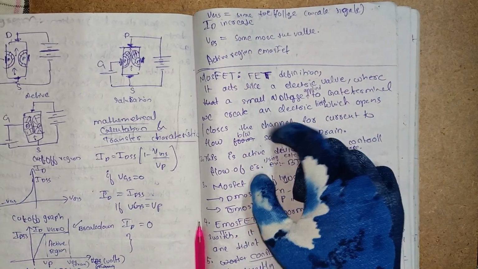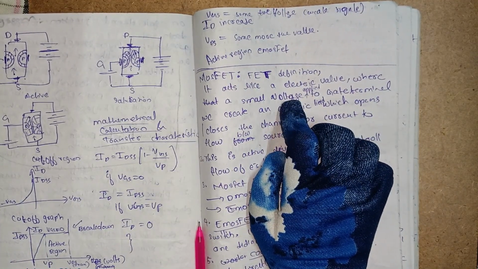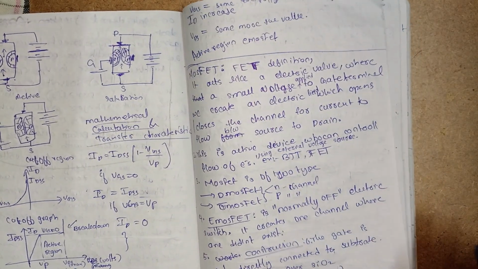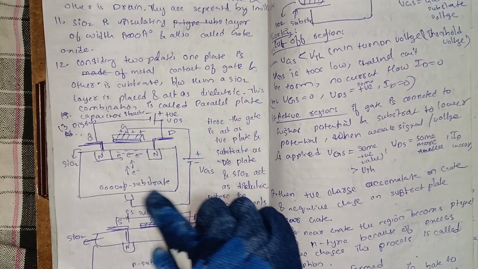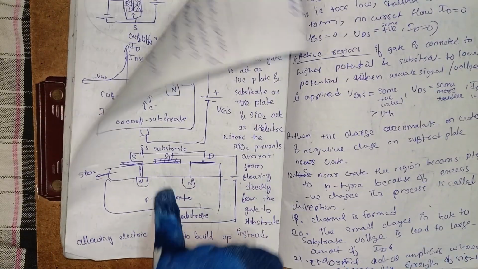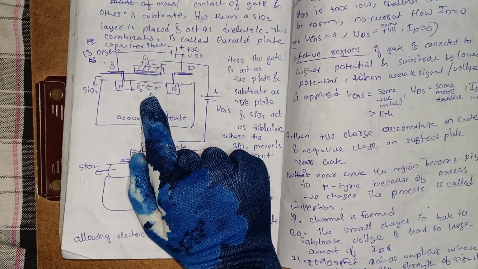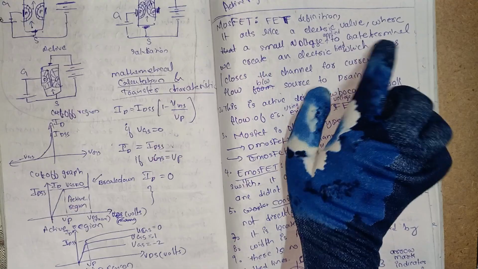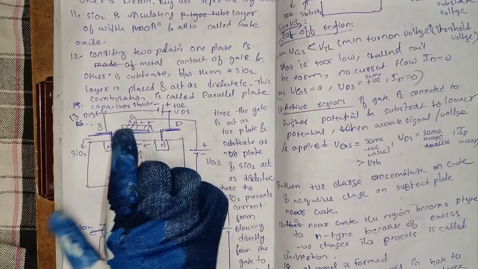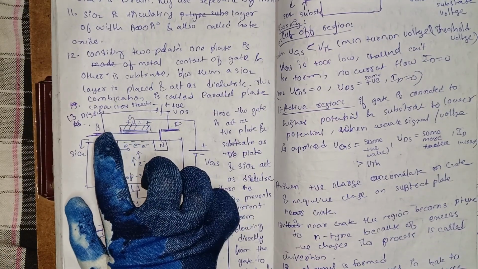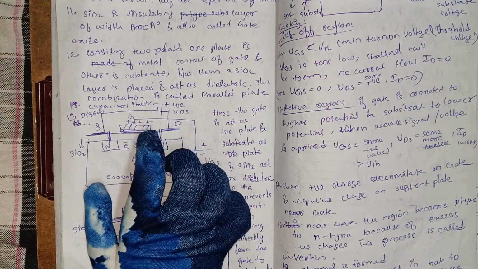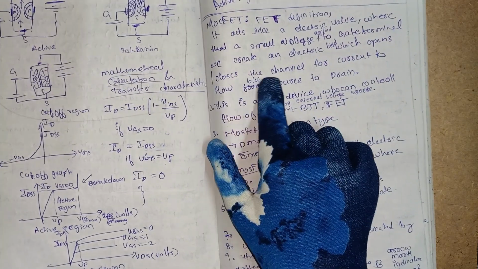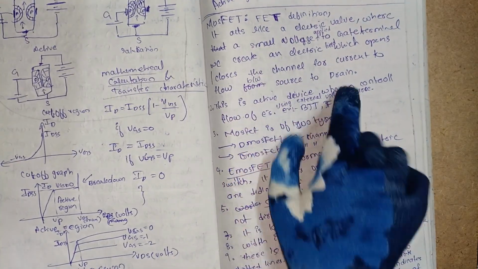So we understand this statement by using the EMOSFET diagram. Here is the EMOSFET diagram. This is the initial diagram and this is the final diagram after the channel is created. So here it is saying a small voltage is applied to the gate terminal. Here is the gate terminal. Three terminals are there: source, gate and drain. We create an electric field which opens or closes the channel for current to flow between source to drain.